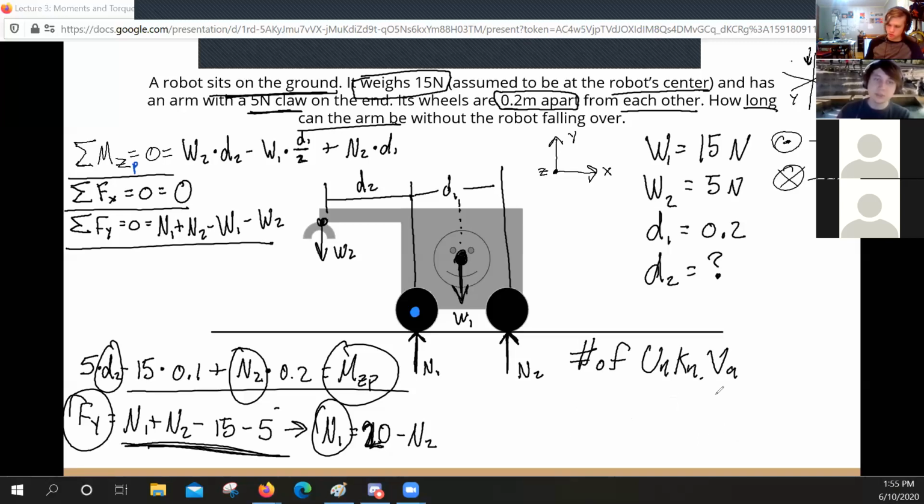The way that I would think about this is that technically, if you want to find the longest possible arm, that's technically the point where the center of gravity is directly above N1. So the normal force at N2 should be 0. Technically. Yes. Actually, that's actually a very good point. But then if you move at all, you will tip.